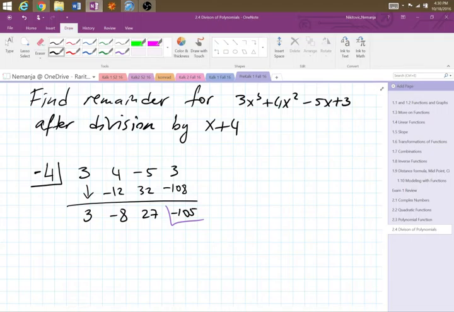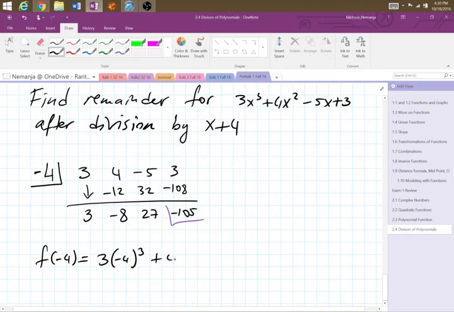Now let's see if we compute f of negative 4. We get 3 times negative 4 cubed plus 4 times negative 4 squared minus 5 times negative 4 plus 3. Okay, so that's negative 64, negative 180, 192.